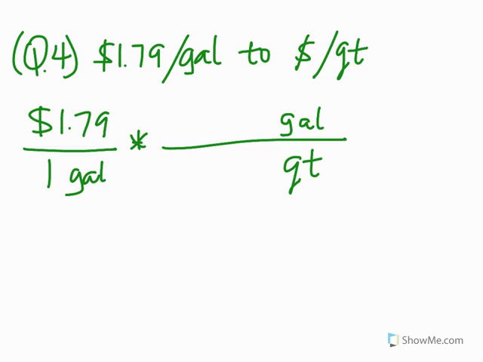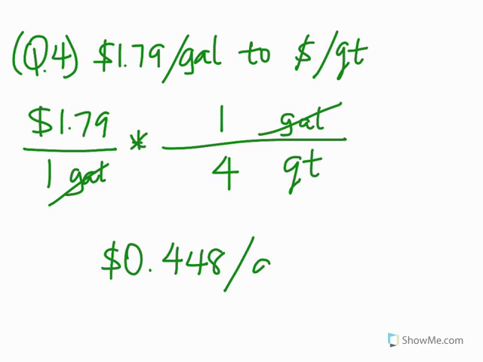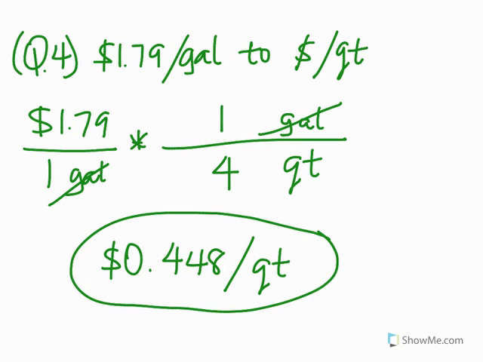So we ask ourselves, what is the relationship between a gallon and quarts? We see that 1 gallon is 4 quarts. So this gallon will erase this gallon. And then we have 3 significant figures in the original quantity. So this will now be 0.448 dollars per quart. Now, always make sure you put your units. It's very important.